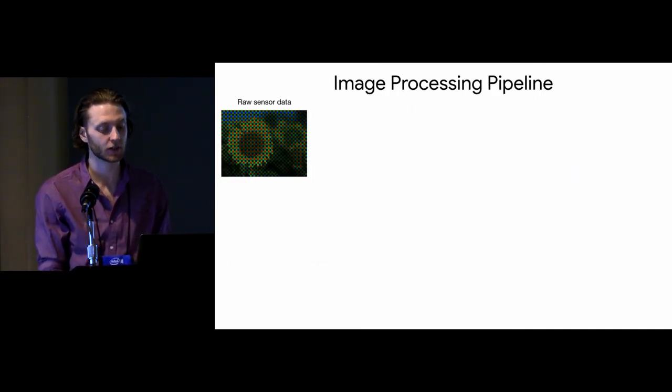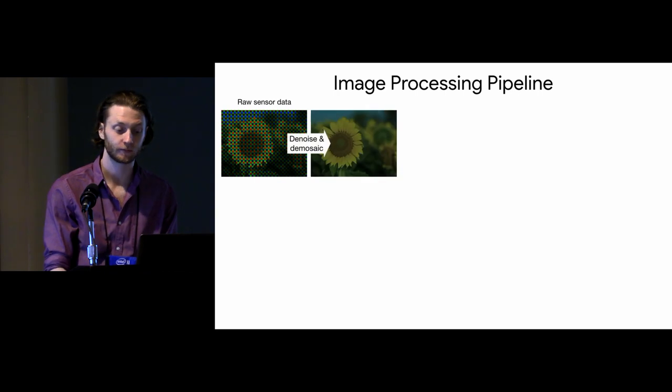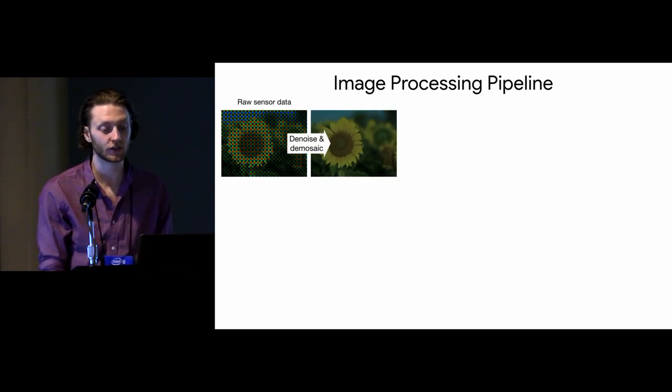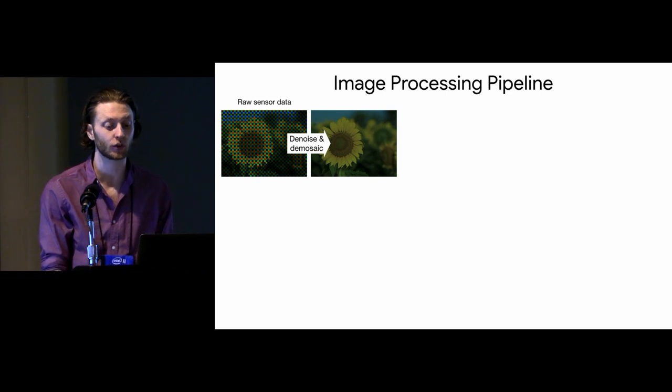An image processing pipeline is a sequence of algorithms applied to raw sensor data to produce a normal-looking image. The first steps are to denoise and demosaic the raw data. Demosaicing removes the Bayer color pattern in order to introduce red, green, and blue values at each pixel.